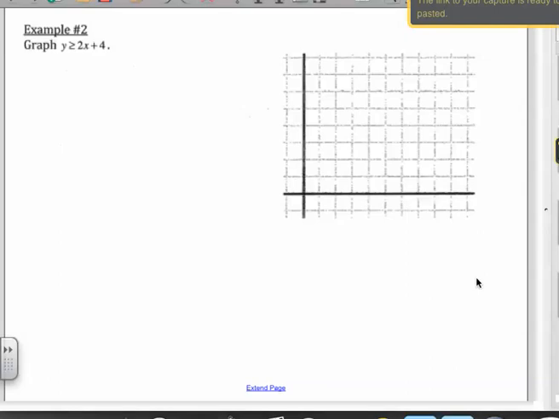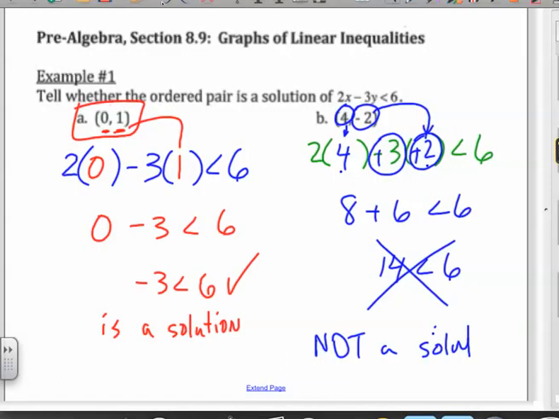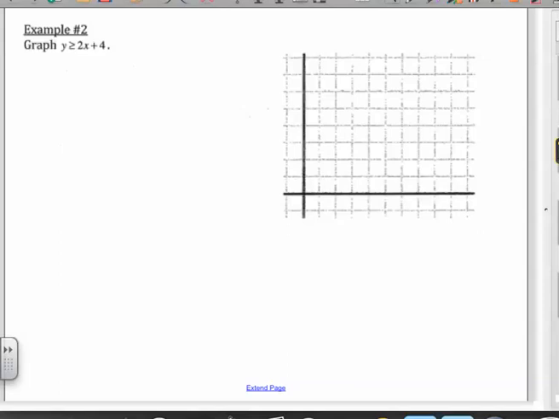Okay, folks, example number 2 says graph y is greater than or equal to 2x plus 4. Oh, sorry about that. Here we go. Now, graph y is greater than or equal to 2x plus 4.